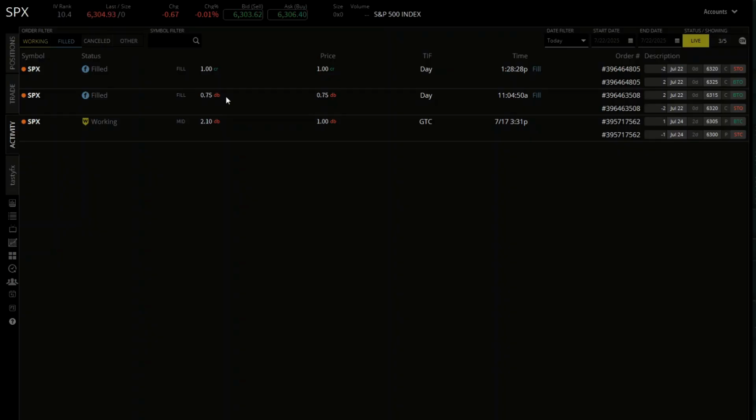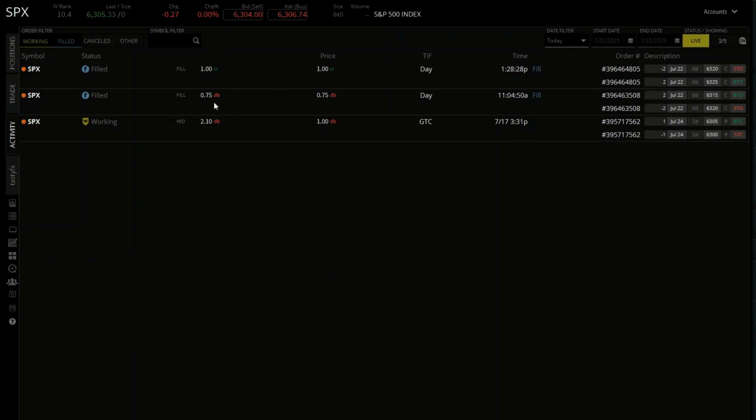Now I know if the market were to rally, I'd be able to sell the other credit spread in order to cover the debit and convert this into a butterfly. So I got a credit of $1 when the market rallied, and we're going to look at the chart in a second. The market ended up rallying and my limit order got filled.